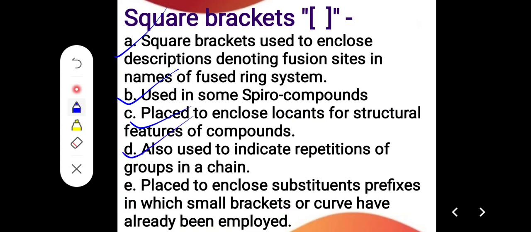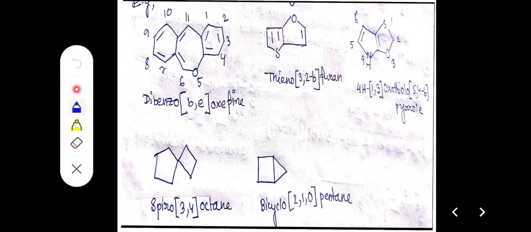Also used to enclose substituent prefixes in which small brackets or curves have already been employed. If small brackets are already there, we have to consider another type of bracket for specification, so we can use square brackets. There are lots of examples. We know this is the fusion site. For the fusion site there is dibenzo in brackets b,e oxepine, so there are two benzene rings fused together. In the brackets, this b and small e denote the fusion site where the rings are attached.